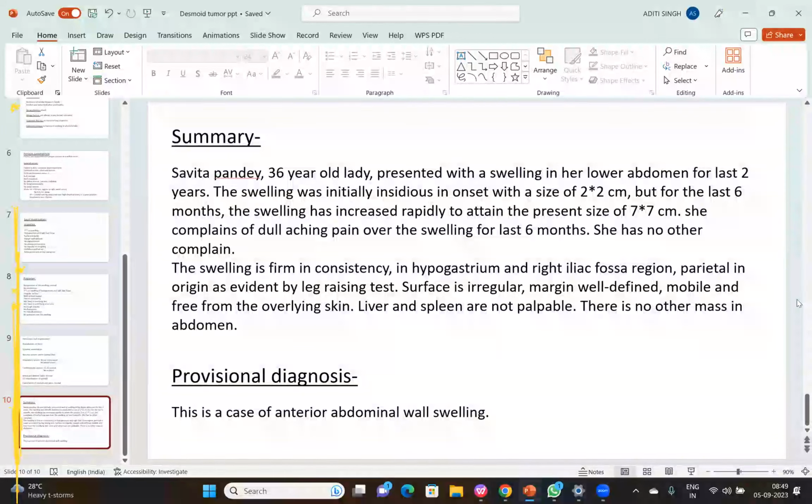Then it will be non-encapsulated tumors. Yes, these are non-capsulated tumors. They are non-capsulated tumors with infiltration of local structures. Yes, sir.